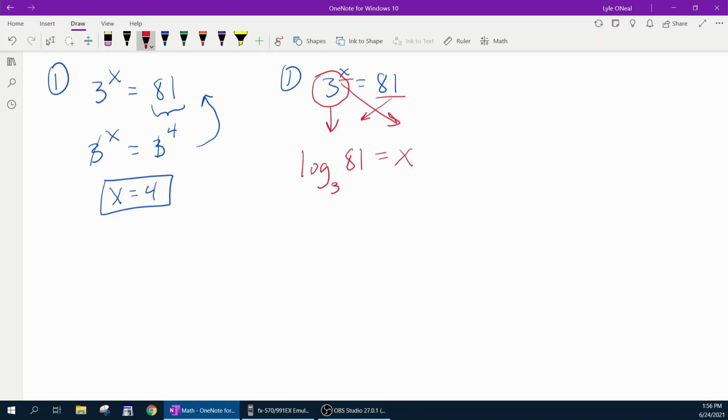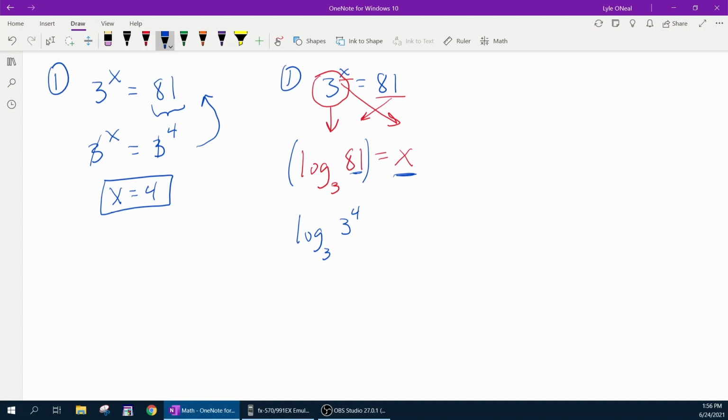Notice that this does a fantastic job of isolating the variable. And now all we need to do is calculate log base 3 of 81. We can do that manually or electronically. Manually, it says log base 3 of 3 to the 4th. Notice that I still need to rewrite 81 as 3 to some power.